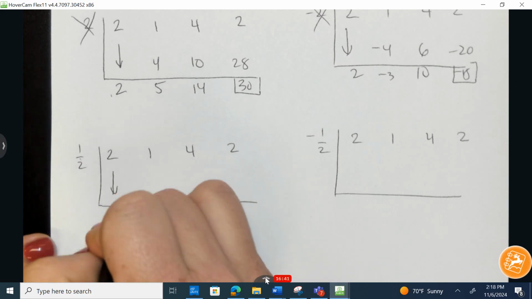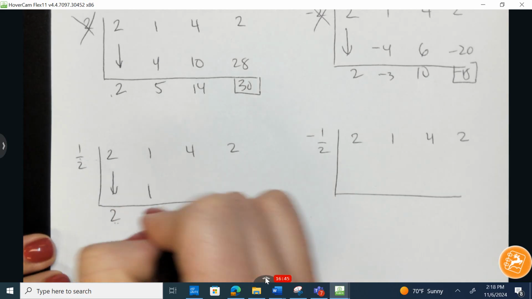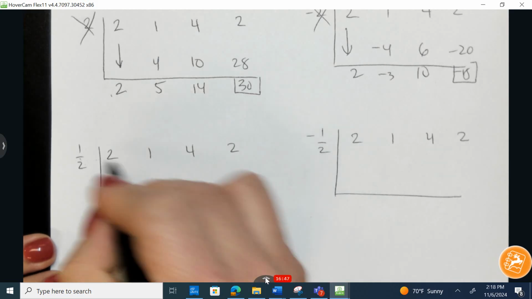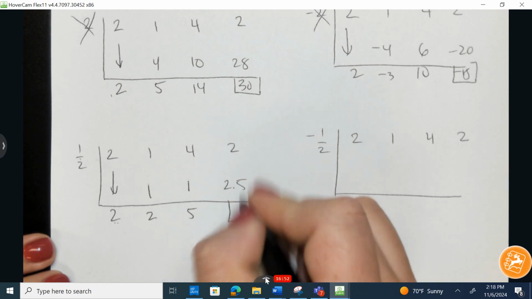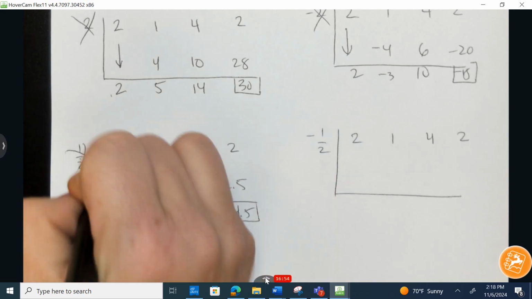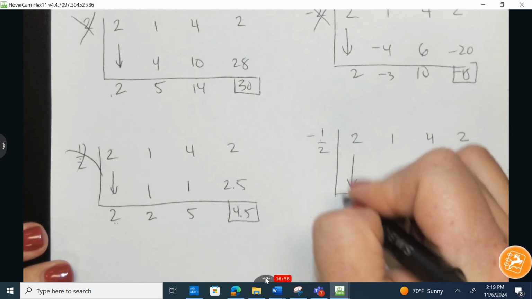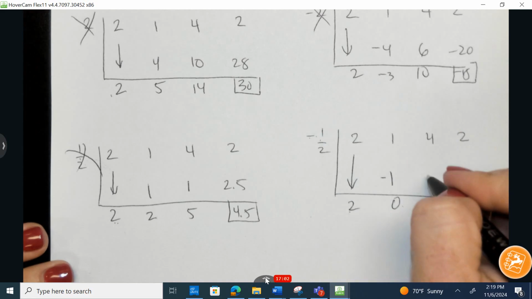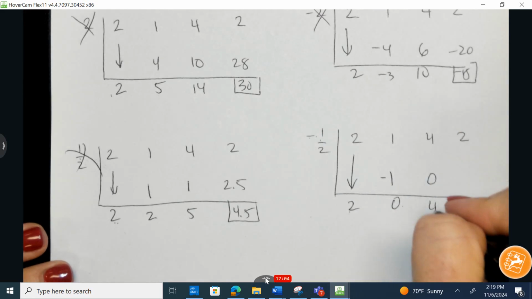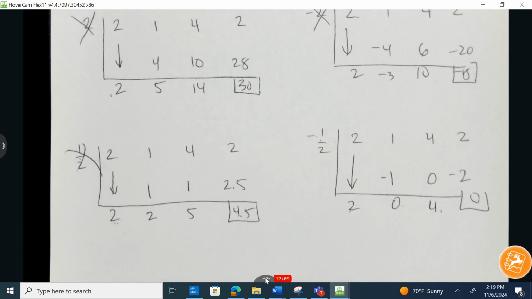So half of 2 is 1, add down. Half of 2 is 1, add down. Half of 5 is 2.5. And I know when I add 2 and 2.5, I get 4.5. That doesn't work. Okay, this has to be a solution then: negative 1/2. Half of 2 is 1, but there's a negative sign. I add down. Half of 0 is simply 0, and I add down. Half of 4 is 2, and there's a negative sign, and I finally achieve an answer of 0.